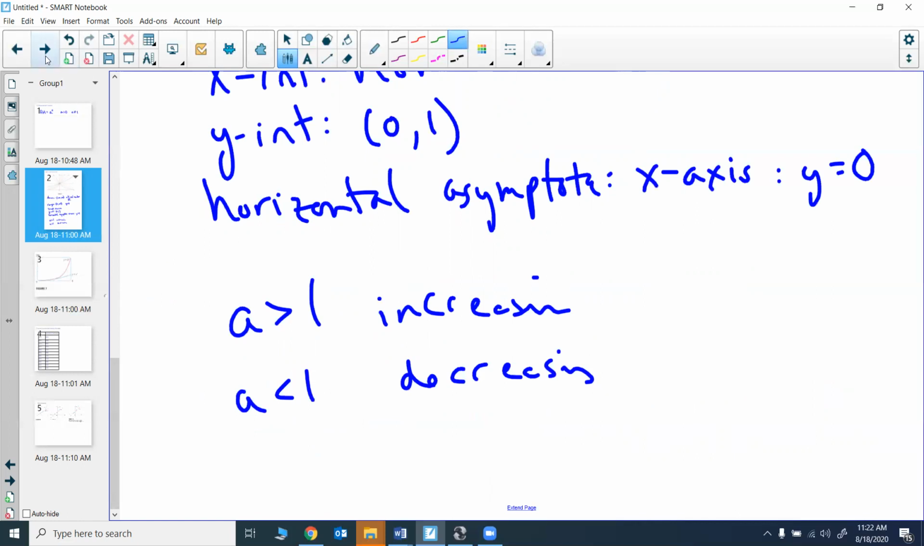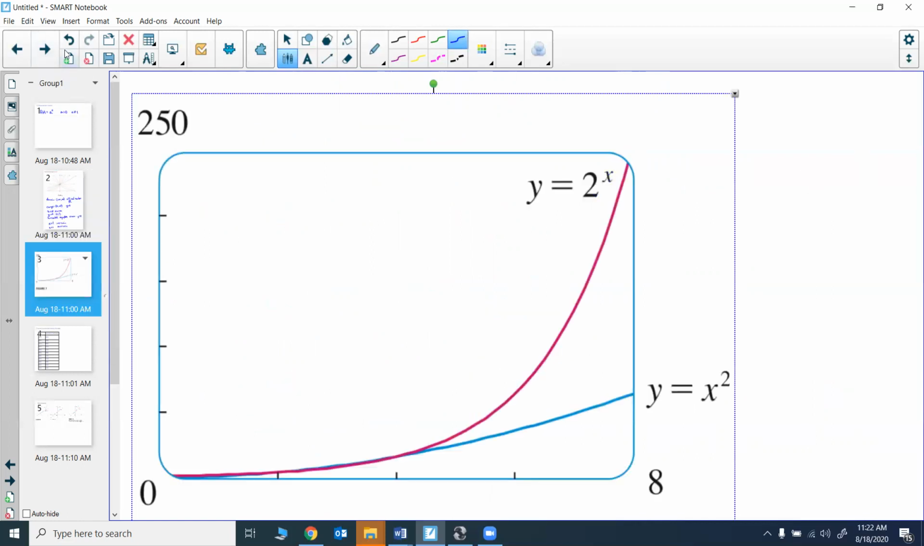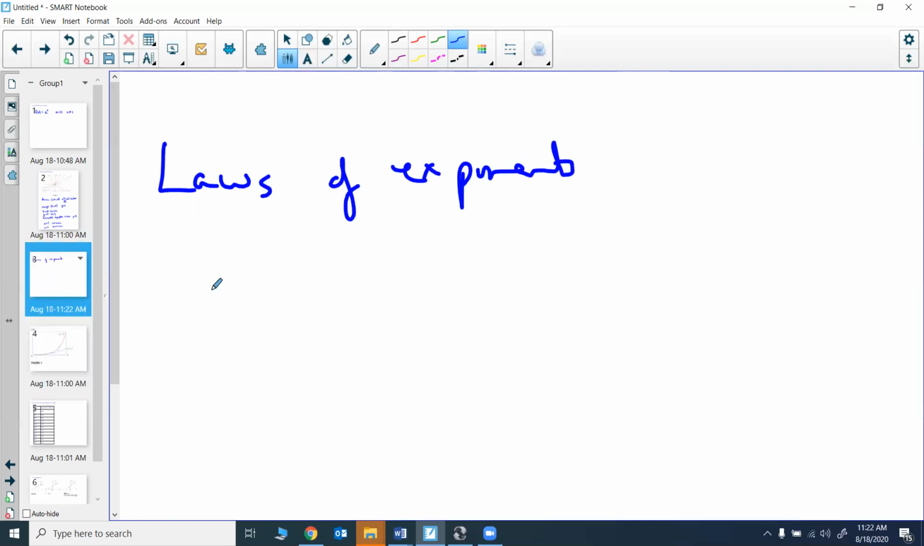The next thing I want to point out, and I'm actually going to add a page in here, is laws of exponents. So the laws of exponents, just as a reminder for you, because we actually need these a lot when we start to do some calculus work.